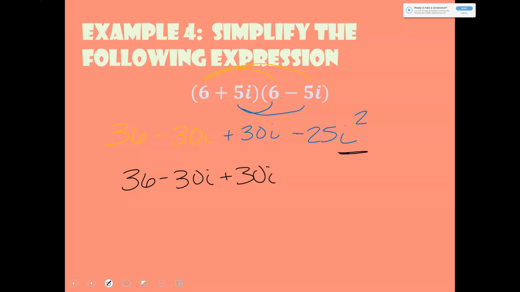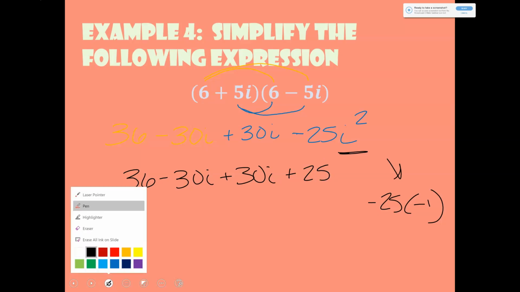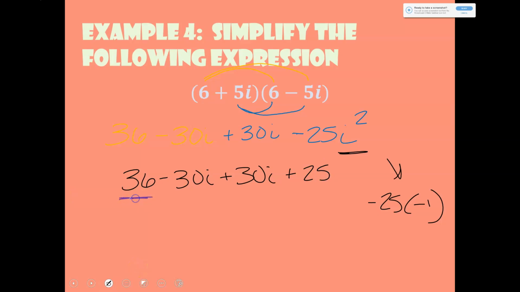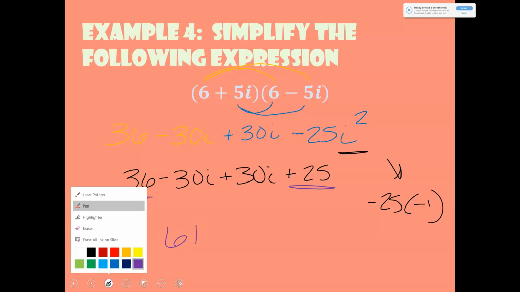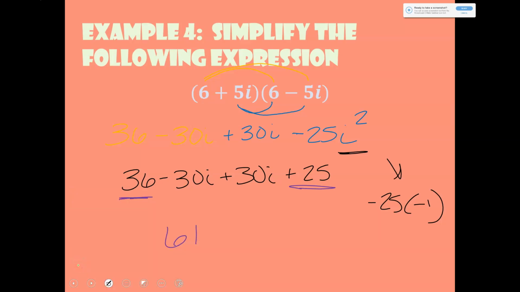Now this is going to be negative 25 times negative 1, and it's going to give us a positive 25. After you do that, we clean up. Let's combine those like terms. 36 and 25 is going to be 61. Now, look here. I've got a negative 30i and a positive 30i. Anytime you have opposites of each other, they cancel each other out. So these two terms cancel, and your final answer is just 61.